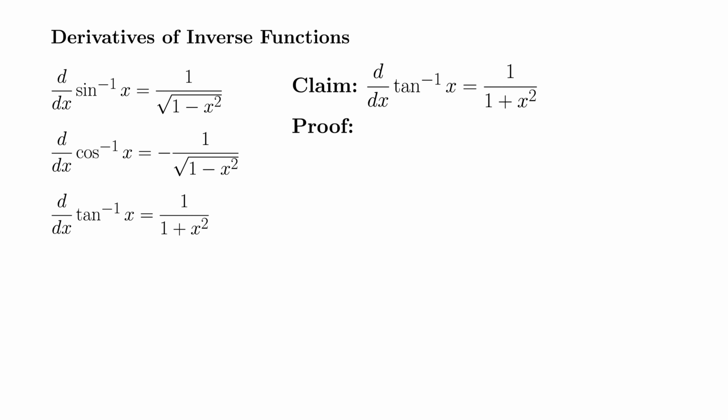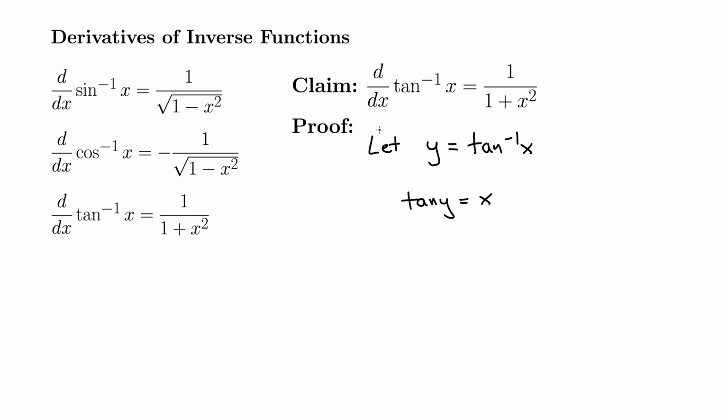We proved the arcsine one together. I left the arccosine one for you to prove, but you should be able to prove all three of these. And I'll do the arctan proof here. It works more or less the same as the arcsine proof. So let's let y be arctan of x, which tells us that tan of y then must equal x.